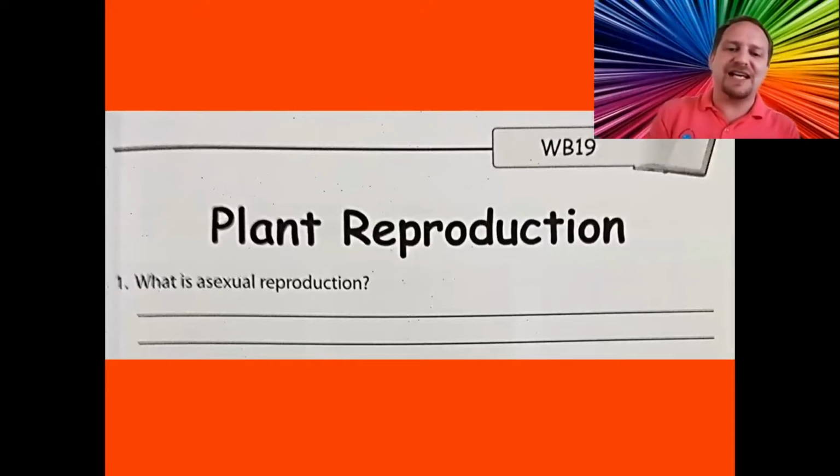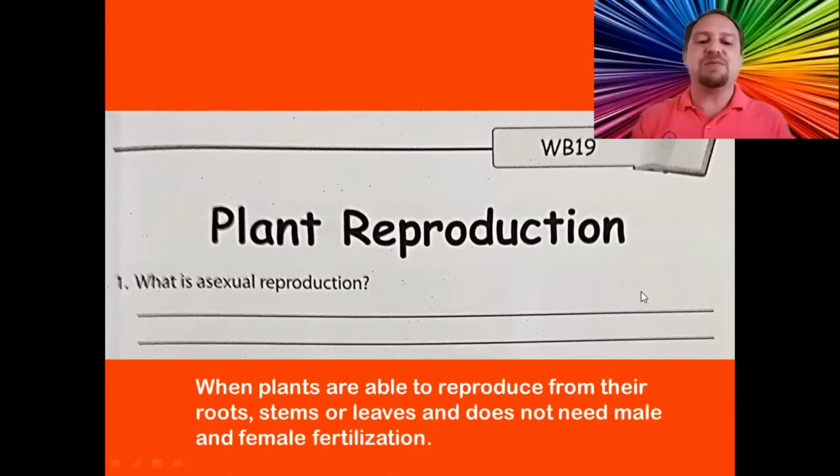This is page 19 in our workbook, and it says, what is asexual reproduction? Well, we already know, don't we, guys? It is when plants are able to reproduce from their roots, stems, or leaves, and does not need male and female fertilization. Okay, so you can press pause at any time, and you can use my answer to help you, okay? Excellent, let's go on then.